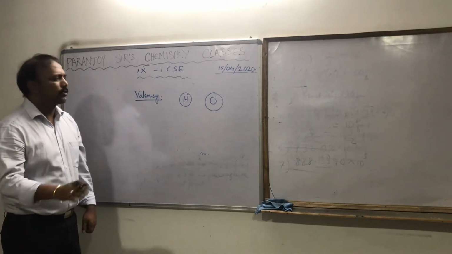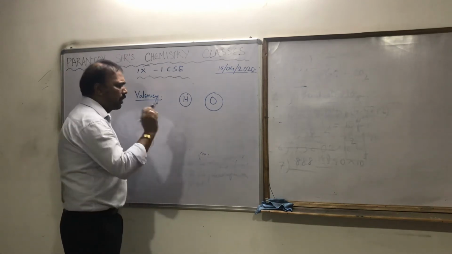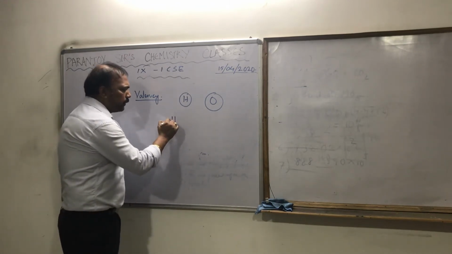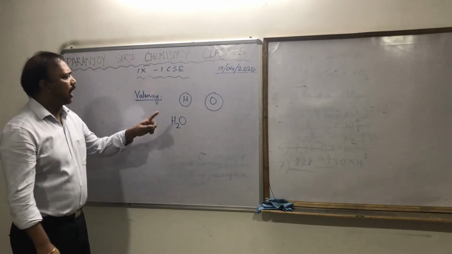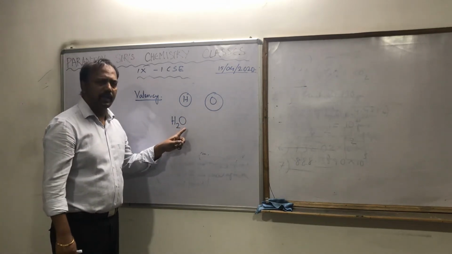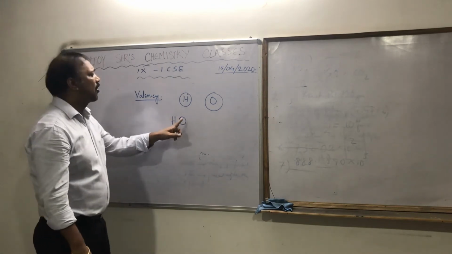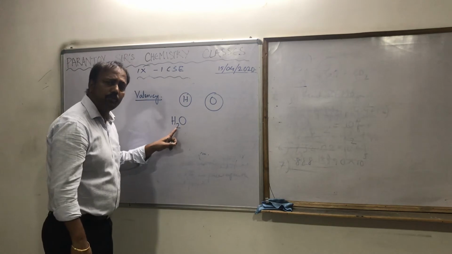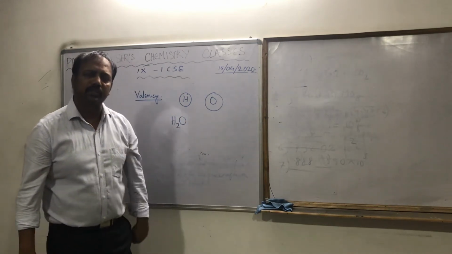Suppose, what is the formula of water? H2O. So with how many hydrogen is the oxygen combining? Oxygen is combining with 2 hydrogen. Hence, oxygen's combining capacity is 2, and hence the valency of oxygen is 2. Is it clear?